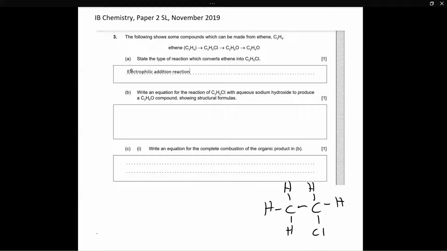So this is our final product. That's why it's called an electrophilic addition. You have an electrophile and you're adding something to the compound. Now, let's take a look at the next reaction. I hope that all made sense.